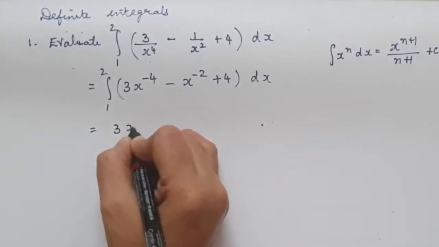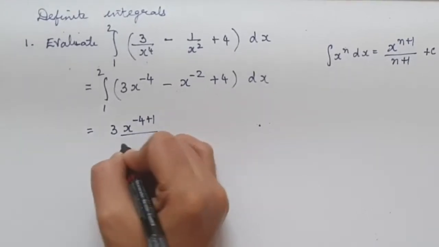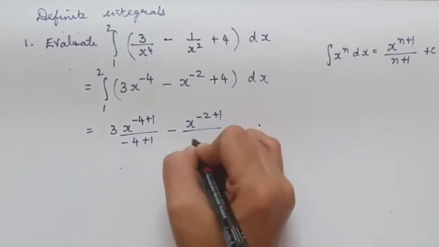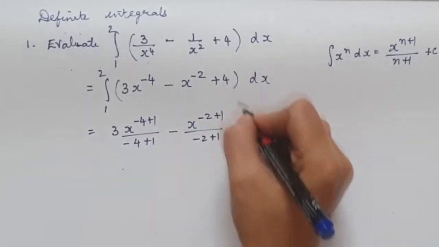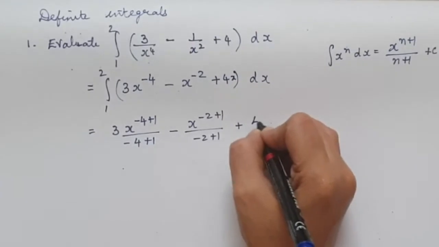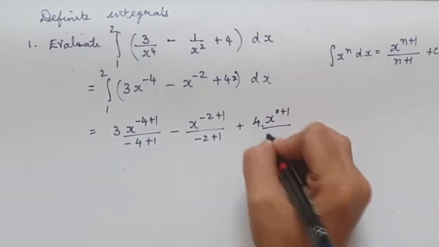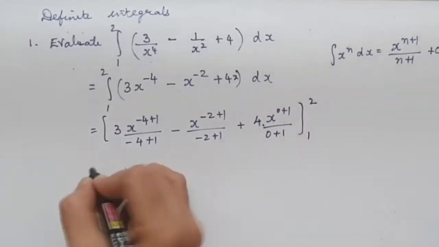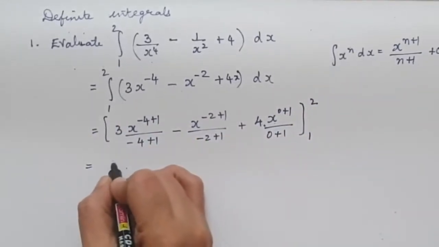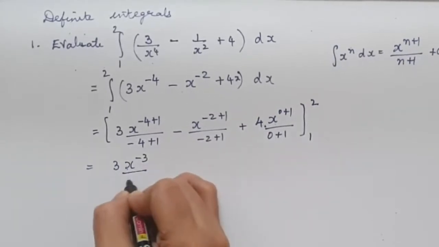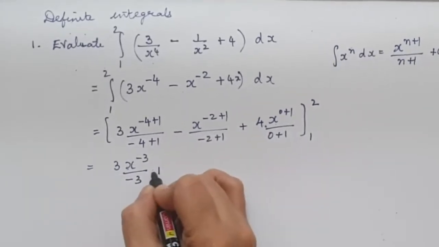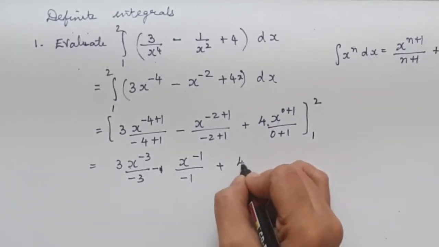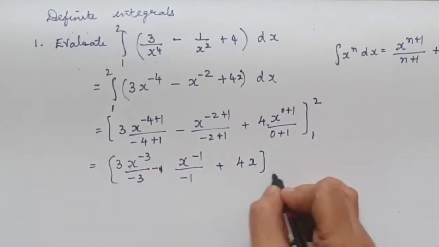We'll do 3x to the power of minus 4 plus 1 over minus 4 plus 1, minus x to the power of minus 2 plus 1 over minus 2 plus 1. Then this one is just like an x power 0. So 4 into x power 0 plus 1 over 0 plus 1. And our limits are from 1 to 2. So let us simplify this. So it comes as 3x power minus 3 over minus 3, minus x power minus 1 over minus 1, plus 4x. And the limits are from 1 to 2.